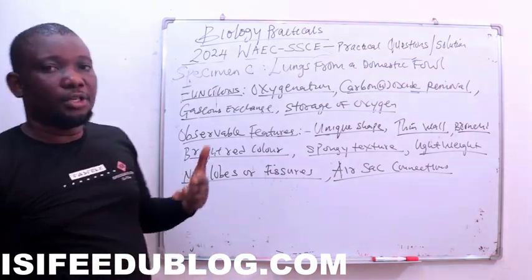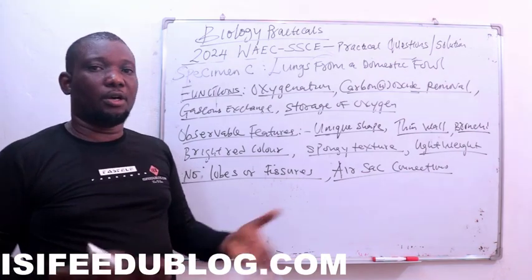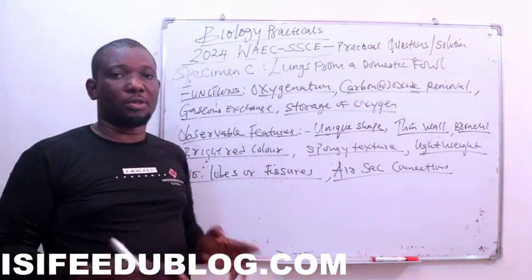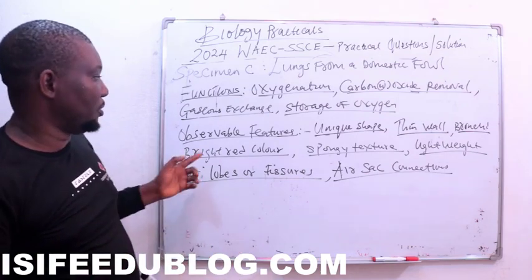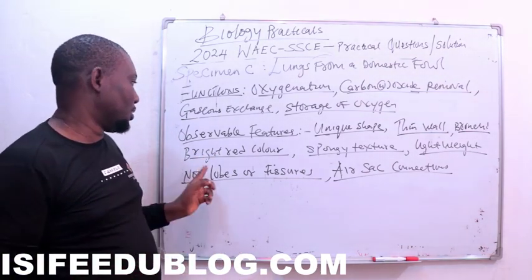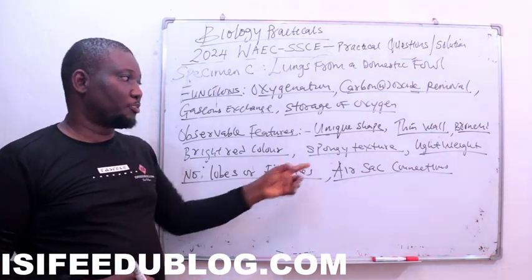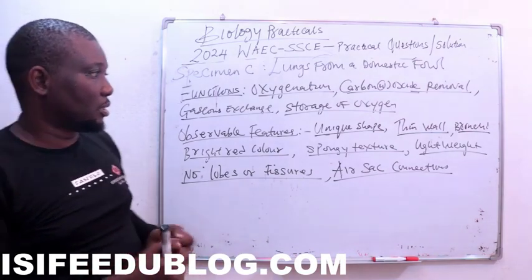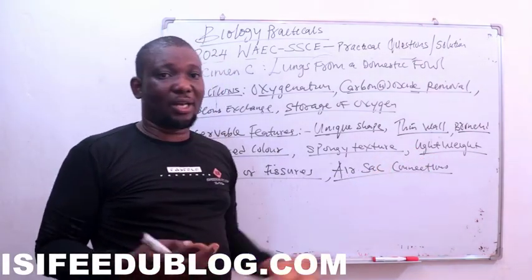In the bronchi, you see some air spaces where oxygen can freely go in. It has a bright red color, just like the liver; the only difference is that one is deep or dark reddish brown, and this is bright red. It has a spongy texture, not that smooth. Also, it is lightweight.